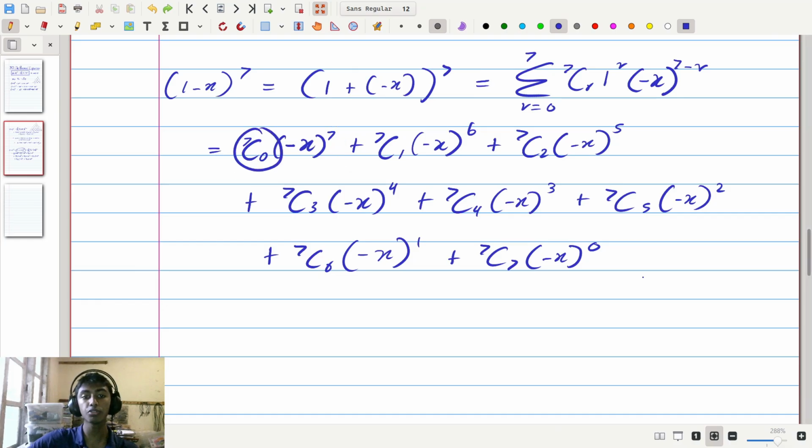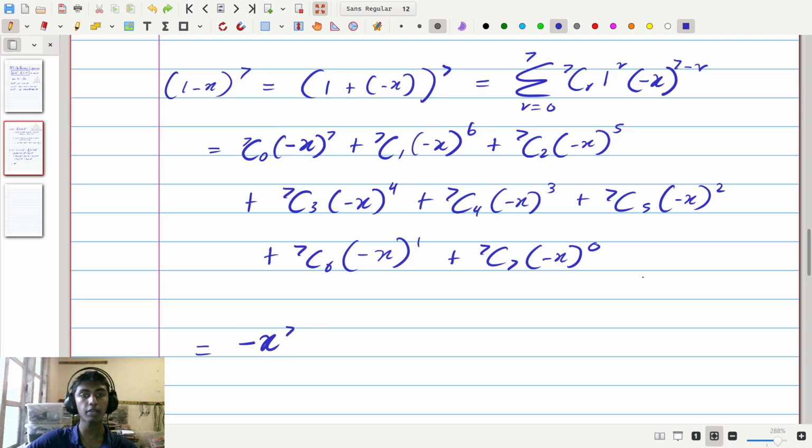we have 7 choose 0, which is 1. So we have 1 times negative x to the power of 7. Now, a negative number to an odd power is going to be still negative. Due to that, negative x to the power of 7 is going to be negative x to the power of 7. So we have negative x to the power of 7 times 7 choose 0, which is 1. So we have negative x to the power of 7 as our first term.